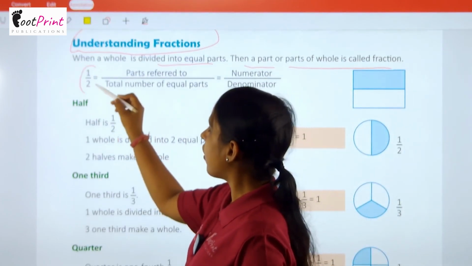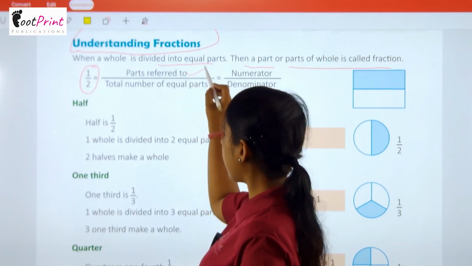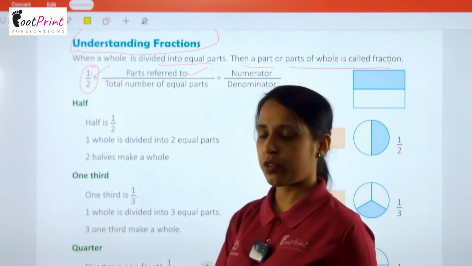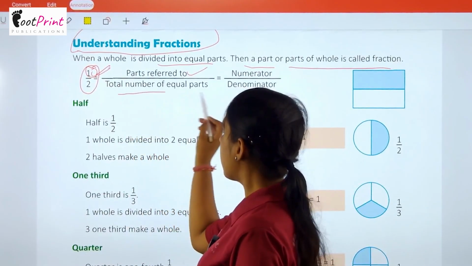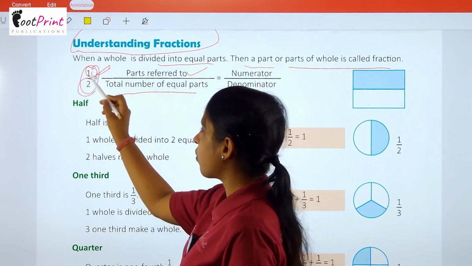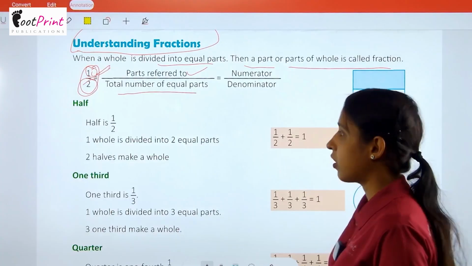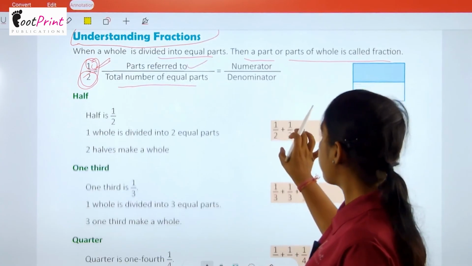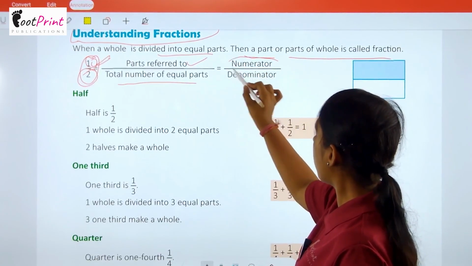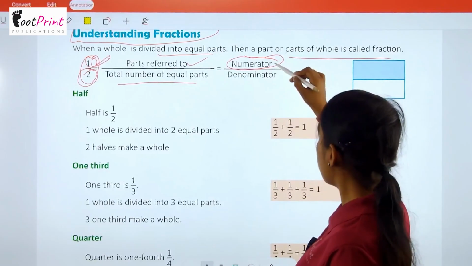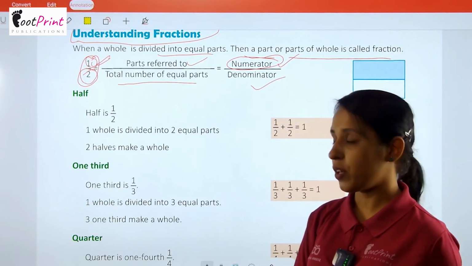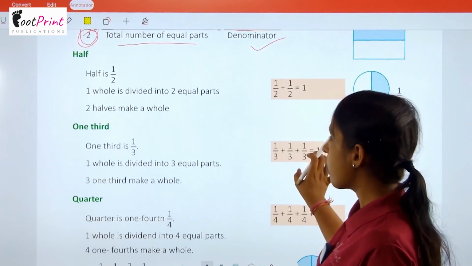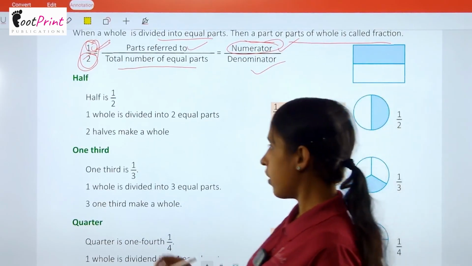Just like that, 1/2 parts refers to, in the question we just did, we saw that the shaded part we write on top, and below we write the total number of equal parts, so it is the denominator, that is the total number. Then we have already discussed, it is numerator and it is denominator. Okay, so now understand one by one fraction.